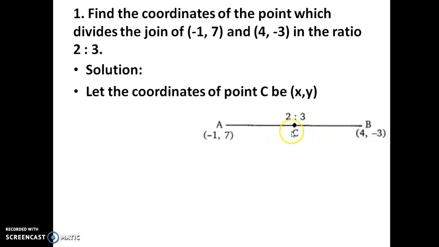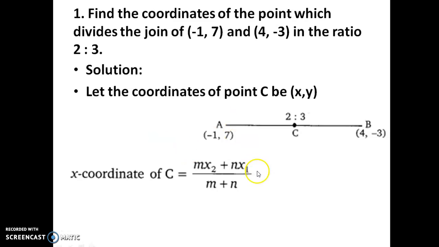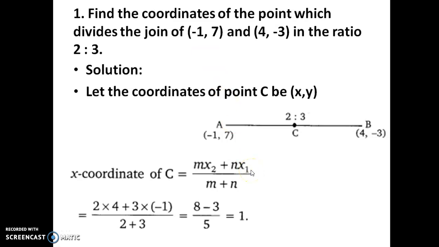So we have to find the point C, which divides the line in the ratio of 2:3. In order to find this, we have a formula. This is the formula for only the x coordinate, and for the y coordinate you have a similar formula. Here m and n are the ratio, m:n. So m is to n is the ratio, and x2, x1 you know, right? So 4 is x2 and -1 is x1. Those values we have to substitute in the formula.